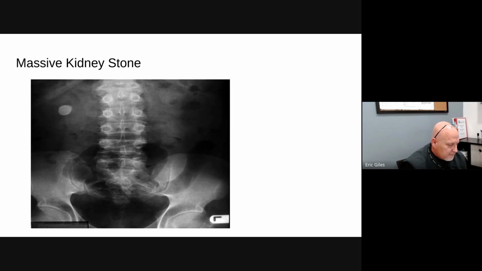He's been developing that for quite some time. I would imagine that they took that guy and used sound waves to break it up and pass it. That's a big old kidney stone right there. Kidney stones are cool. They're not fun, but they're cool to look at.